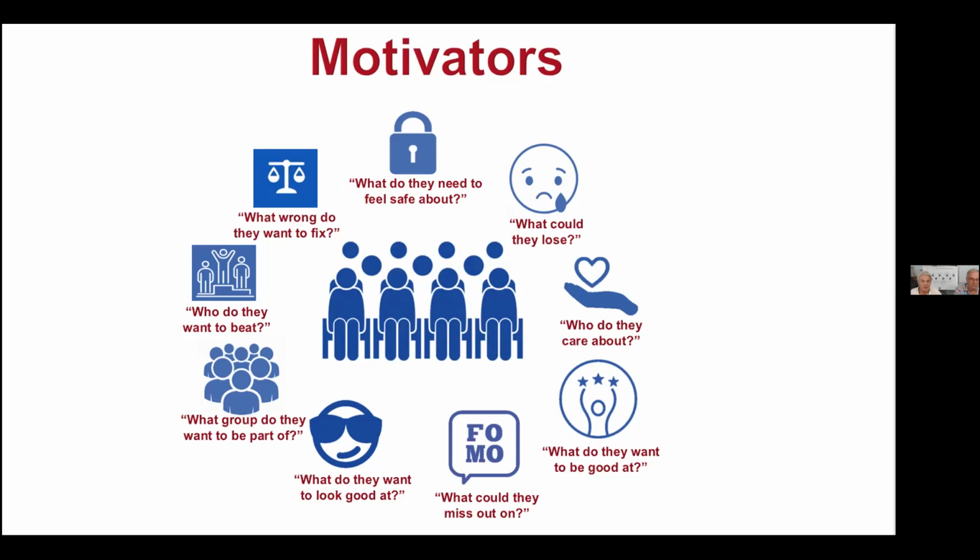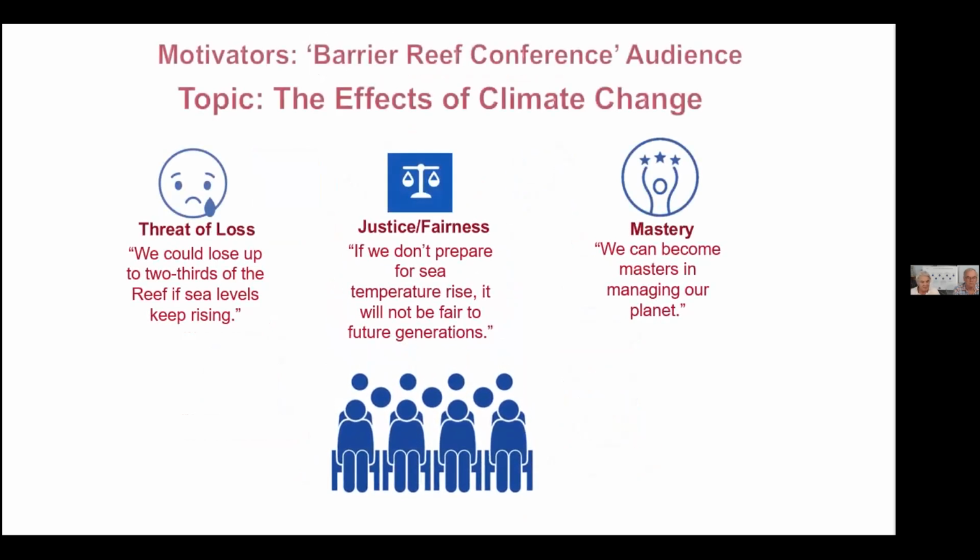To be able to put that into context, here's an example of that first example we gave you before about the conference on the Great Barrier Reef. The three motivators you might choose from there might be the threat of loss, that we could lose up to 2/3 of the reef if sea levels keep rising; the justice and fairness of how we might not be able to leave this environment for future generations; or mastery about how we need to become more masterful at managing our fragile planet. And you would have maybe one of those as your primary focus, wouldn't you, Adrian?